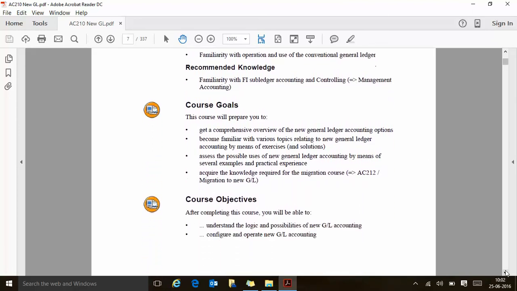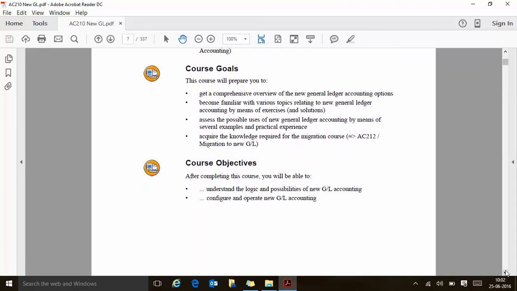What are the goals of this course? This course will prepare you to get a comprehensive overview of new GL accounting options. There are multiple options, we'll talk about those. Become familiar with the various topics relating to new GL accounting by means of exercises and solutions. So we will have exercises, we will have FAQs, we will go through several phases while we complete this course.